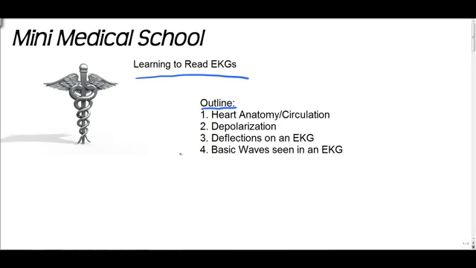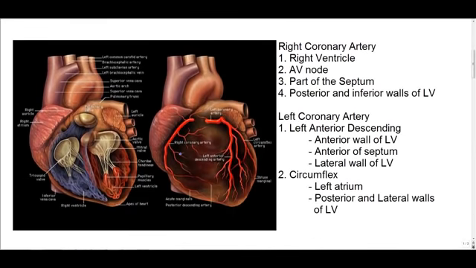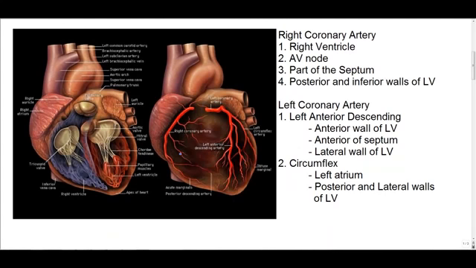Let's first go on to heart anatomy and circulation. Before we can tackle an EKG, we need to understand the basic heart anatomy. The point of the heart is to provide circulation of blood to the rest of the body. So let's begin with blood circulation.